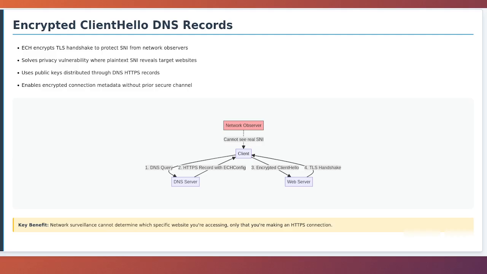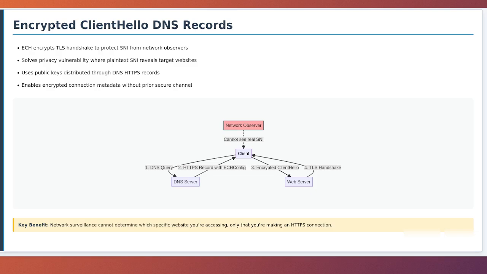Network observers, including internet service providers, corporate firewalls, or government censors, can see exactly which websites you're visiting by reading the SNI field. Even though they can't see what you're doing on those websites, the mere fact that you're connecting to a particular domain can be sensitive information. For instance, visiting a health information site, a political organization, or a news outlet in certain countries could put users at risk. Encrypted ClientHello solves this problem by encrypting the entire ClientHello message, including the SNI field, before it leaves your device.